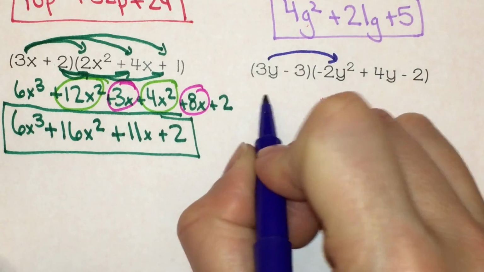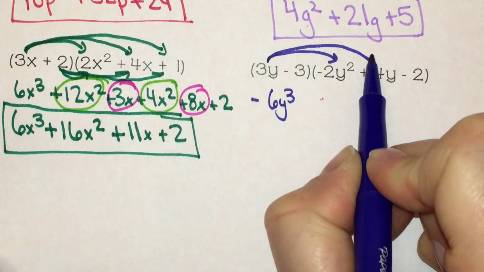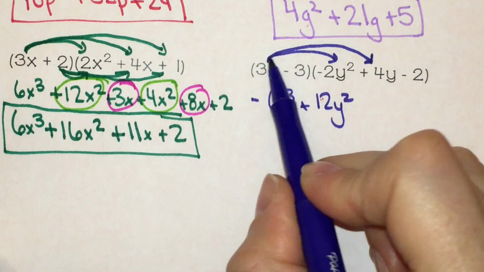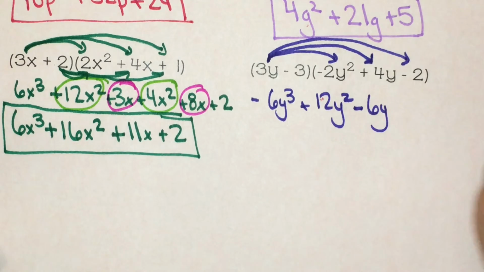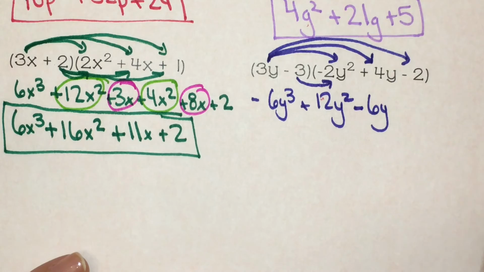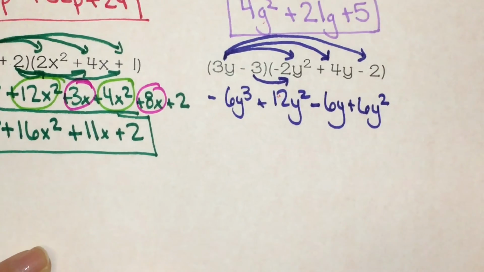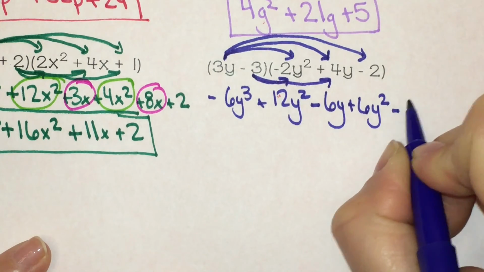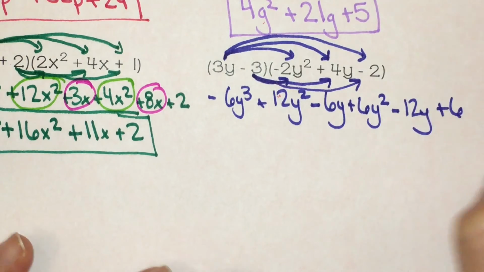3y times negative 2y squared is negative 6y to the third. 3y times 4y plus 12y squared. 3y times negative 2 is minus 6y. Negative 3 times negative 2y squared is plus 6y squared. Then we have negative 3 times 4y is negative 12y. Negative 3 times negative 2 is positive 6.